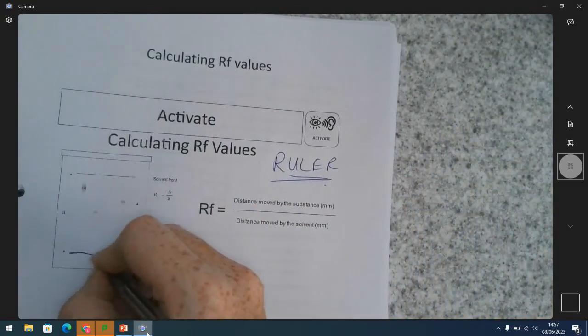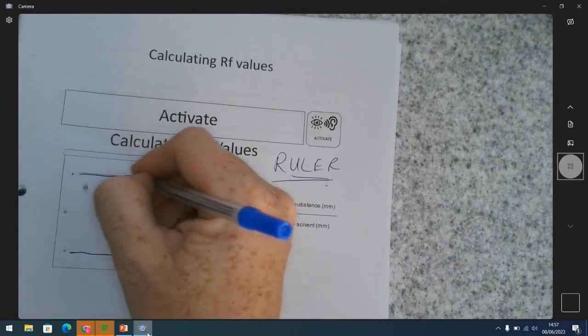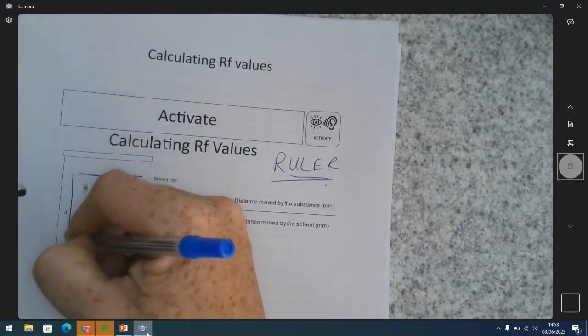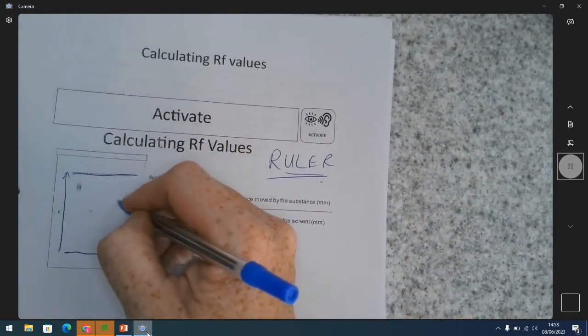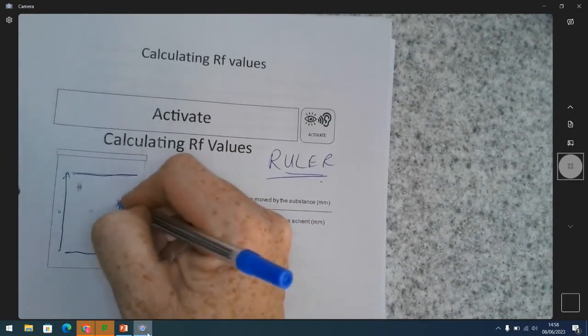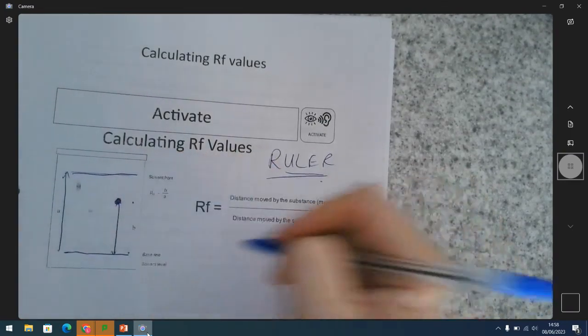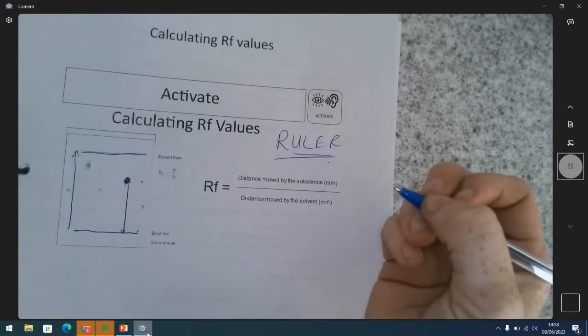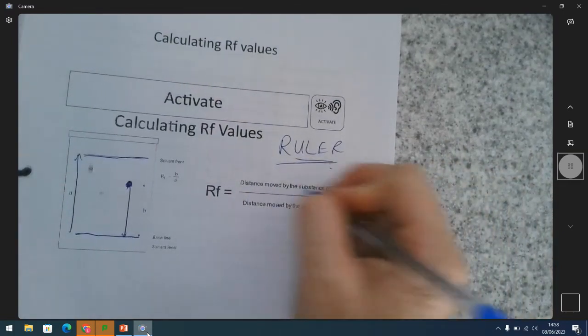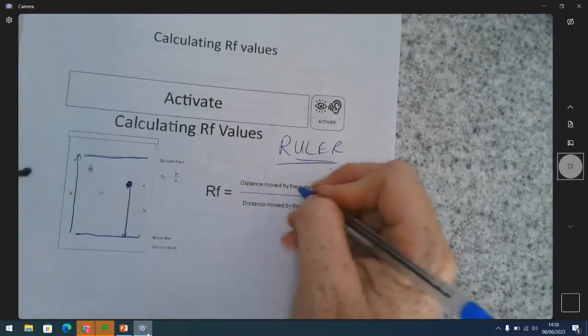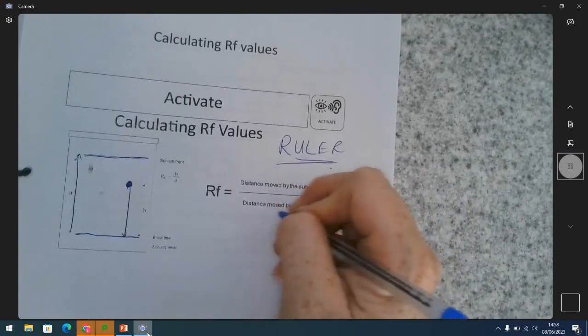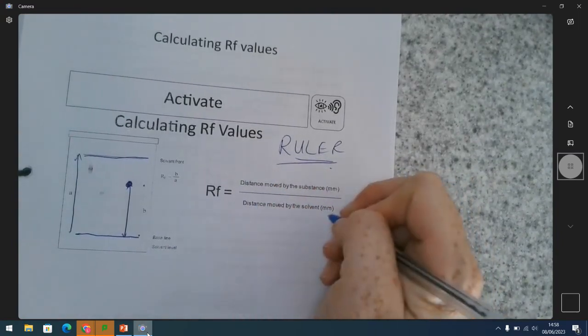You can see you've got your baseline, you've got what's called the solvent front. And as you can see from my arrows, if I was trying to work out the RF value of this dot here, then I'm going to outline to you what I would do. So the calculation is quite straightforward. It's the distance moved by the substance divided by the distance moved by the solvent.